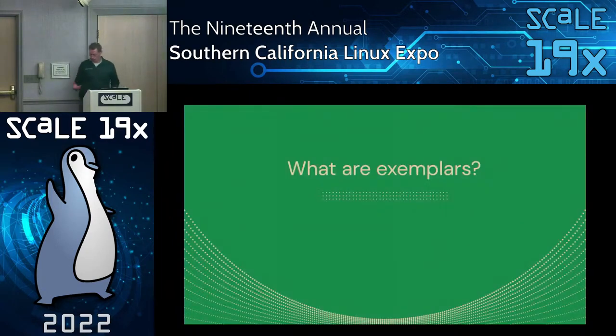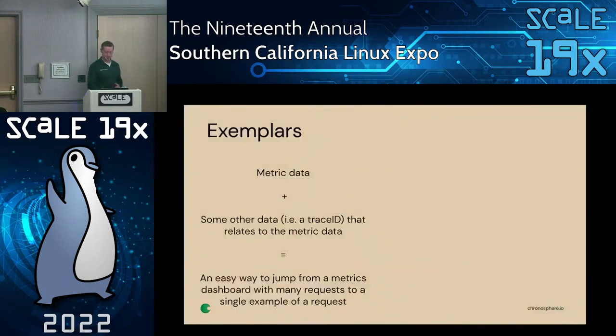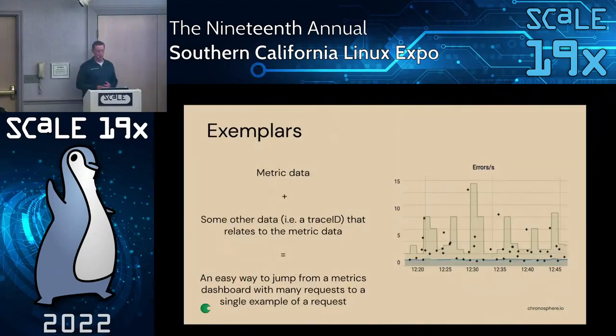So now we can jump into exemplars. That is an effort to try and make a more methodical, programmatic connection between your traces and your metrics. So typically what happens is within your metric data, you can now append or connect some other piece of information. Typically that is a trace ID.